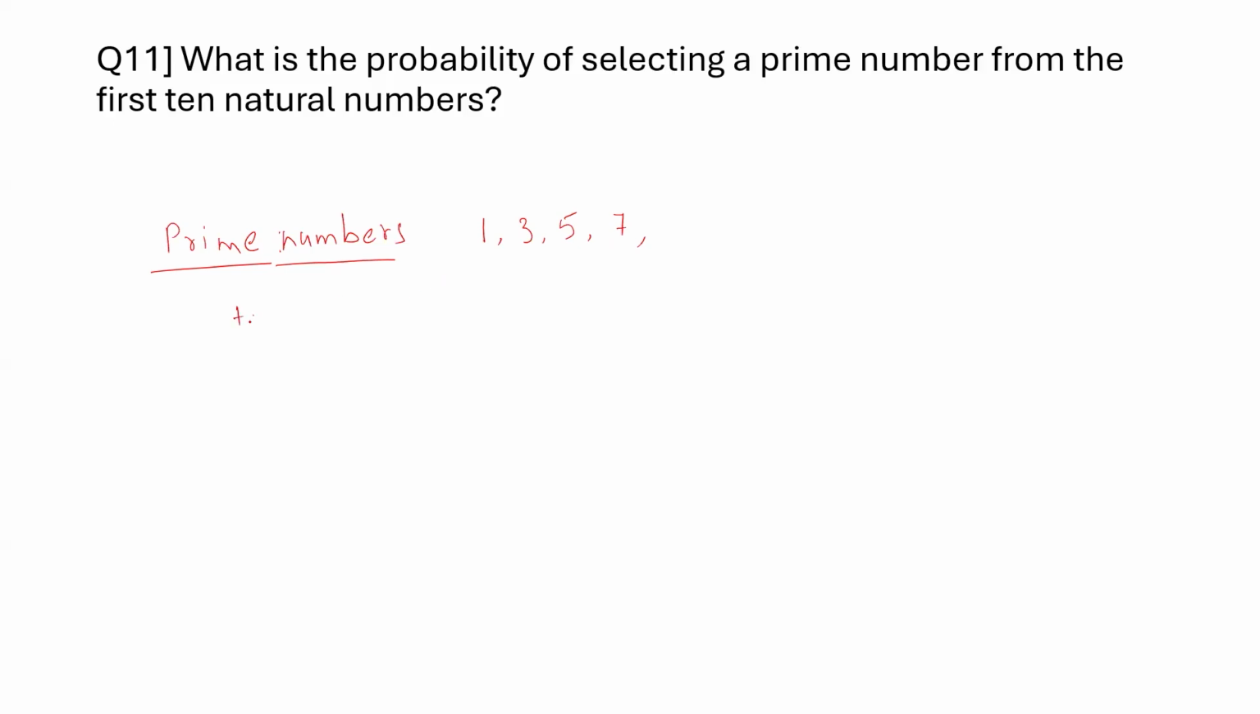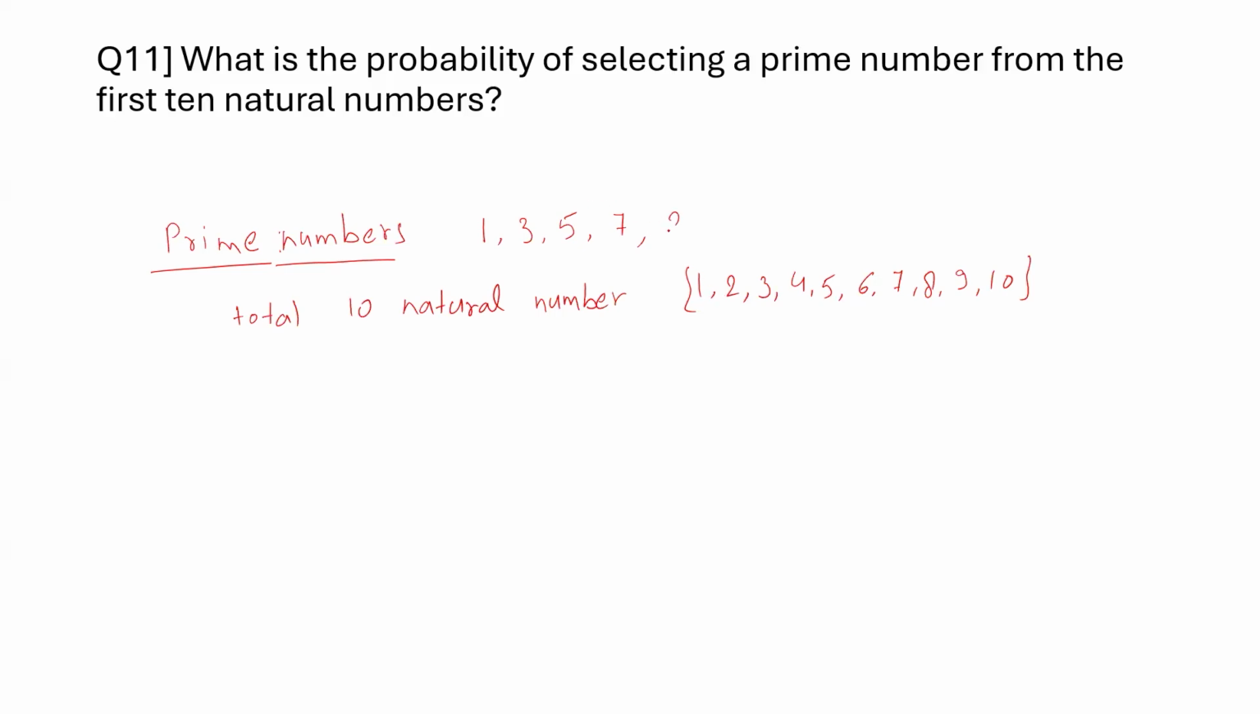So the total is 10 natural numbers. That means you have 1, 2, 3, 4, 5, 6, 7, 8, 9, 10. These are the set of all 10 natural numbers. Now let's look at this. How many prime numbers are there? So 1 is a prime number, because it divides by itself.